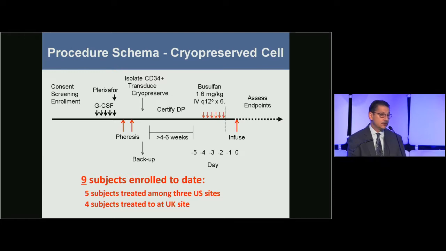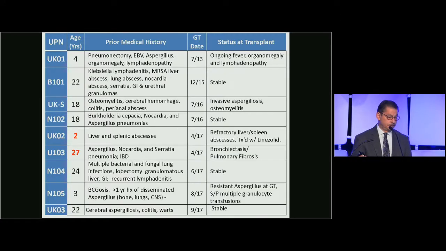So to date, I'll show you the results on 9 subjects enrolled, 5 in the 3 US sites and 4 at the UK site. This slide lists the 9 patients who've been treated. They've ranged in age from 2 years of age, the youngest, to 27, the oldest. You don't need to read the whole list of infections, but they've all had multiple infections, and the word aspergillus recurs frequently throughout their past medical history.